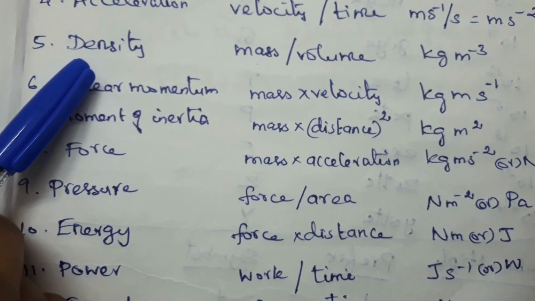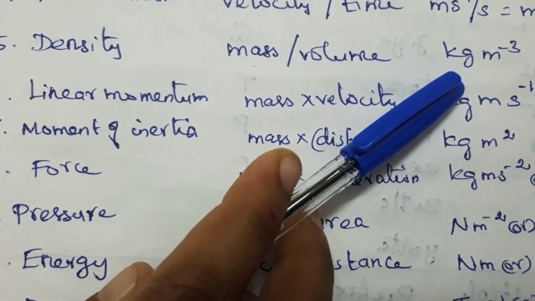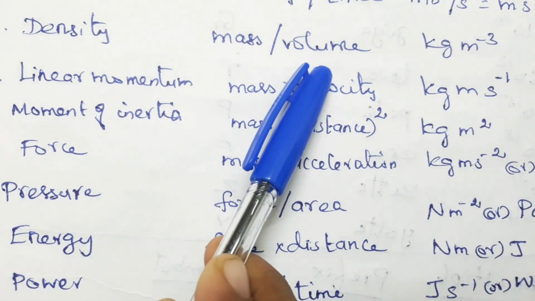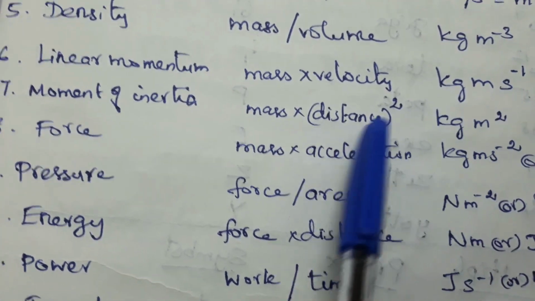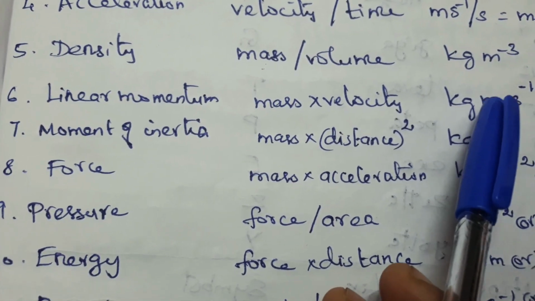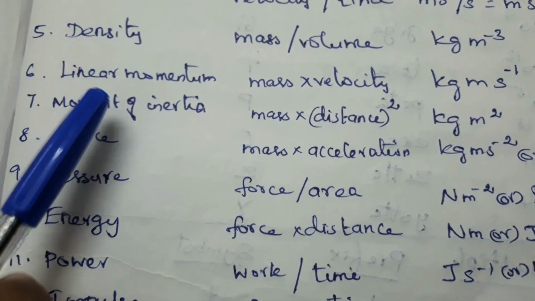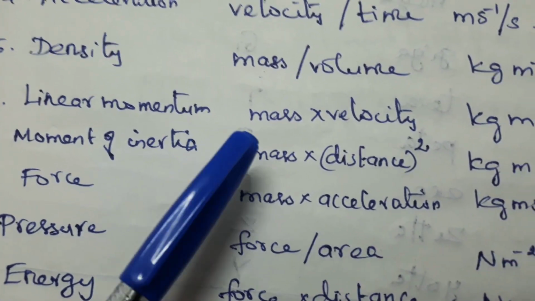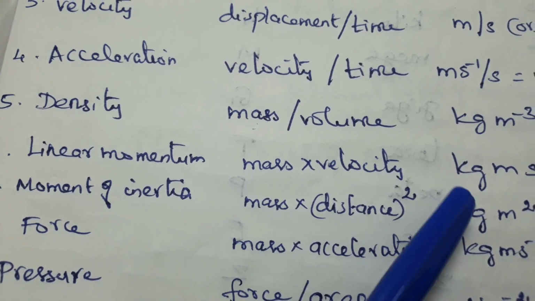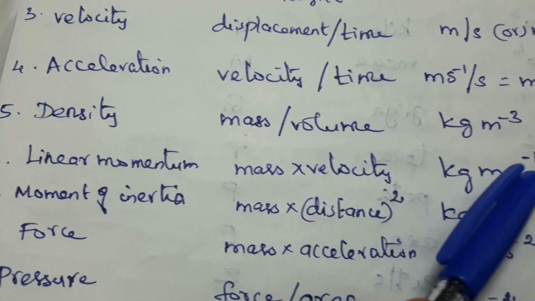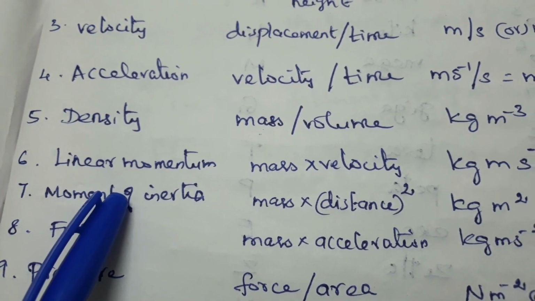Next, density. What is density? Mass per volume. So what is the unit of mass? Kilogram. What is the unit of volume? Meter cube. So how can we write? Kilogram meter raised to minus 3 is the unit of density. Mass per volume, kilogram per meter cube. So kilogram meter raised to minus 3. Linear momentum. That is momentum. What is momentum? P equal to m into v. Mass into velocity. What is the unit of mass? Kilogram. What is the unit of velocity? Meter second raised to minus 1. So we can write kilogram meter second raised to minus 1 is the unit of linear momentum.